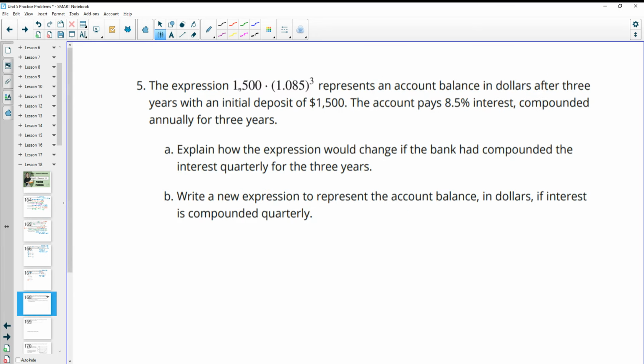Number 5, the expression 1,500 times 1.085 to the third represents an account balance in dollars after 3 years with an initial deposit of 1,500. The account pays 8.5% interest compounded annually for 3 years. Explain how this expression would change if the bank compounded quarterly. So quarterly means 4 times each year. So 4 times per year instead of just 1 time.